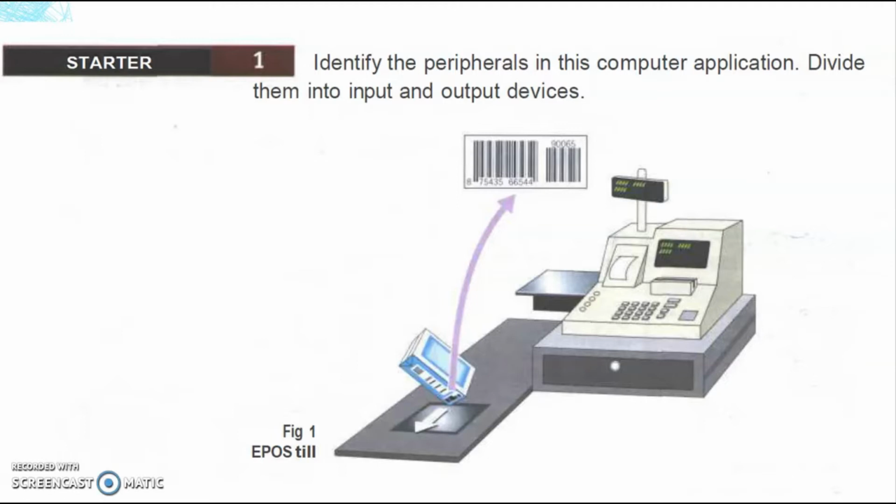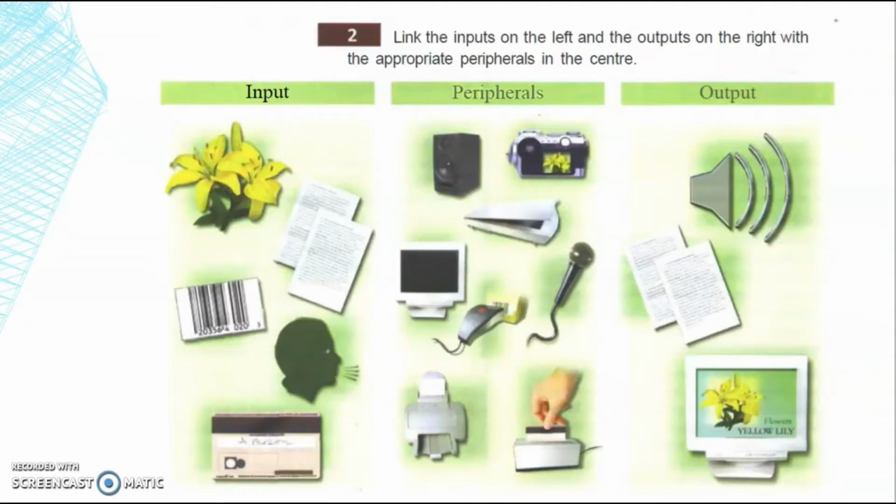Now what about if we could do the next part? Here, just link the inputs on the left and the outputs in the right with the appropriate peripherals in the center. You see the pictures in the input side, you see the pictures as well in the output side, and in the middle part, the peripherals. For example, we see the one in input part, a person who is speaking in front of the public, and as the peripherals, he needs the microphone.